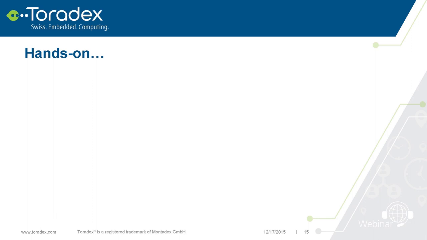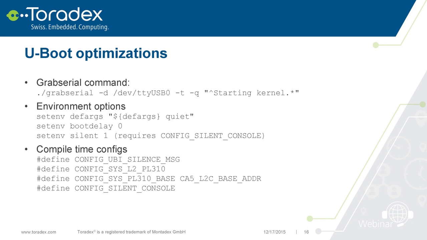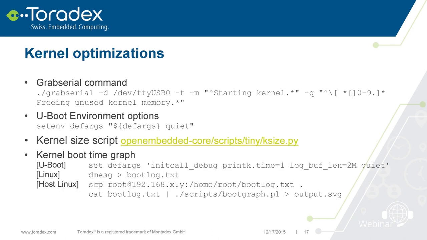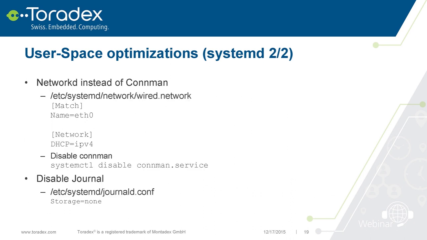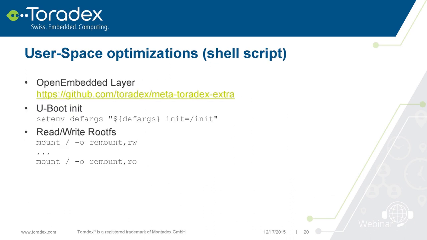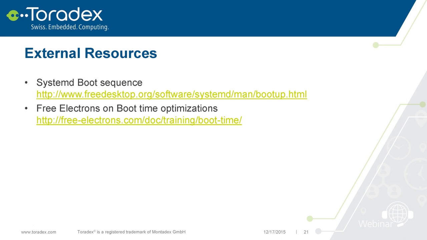Okay, so this was the hands-on part of the webinar. Here at the end of the presentation, I have a lot of the commands which I used during the webinar. So we are going to share this with you, so you have these commands too. So these are the kernel optimizations, user space, systemd part 2, and the whole Toradex tiny. So this is more or less shell script init stuff. It's also documented here, and the links to the relevant layers. Then also Free Electrons has a quite interesting training about boot time optimization. I can recommend that too.